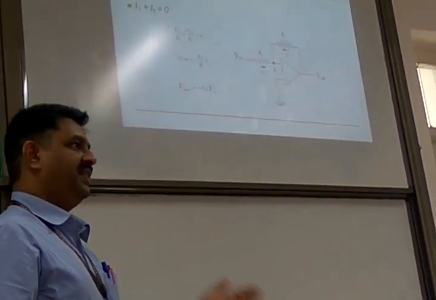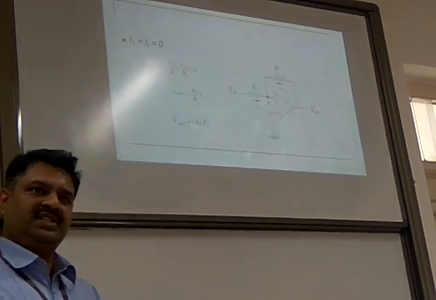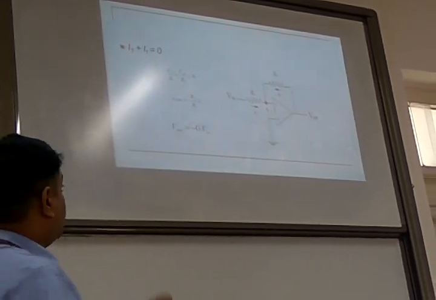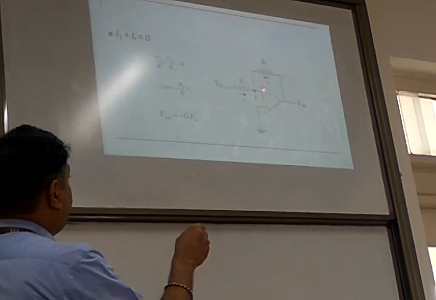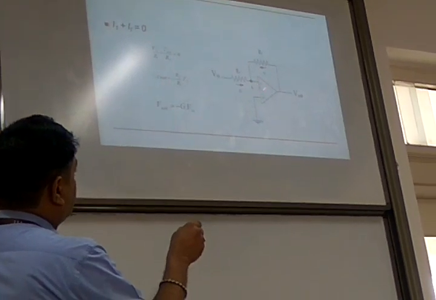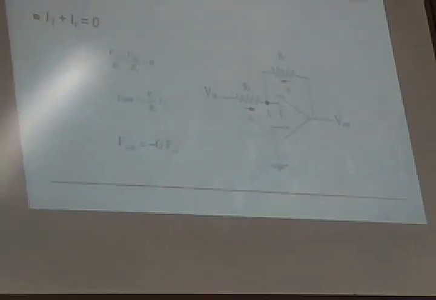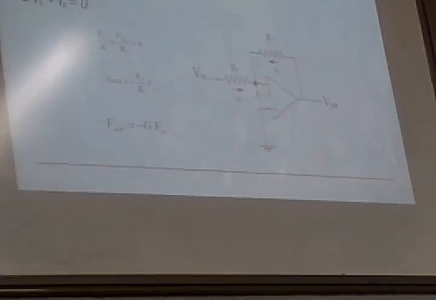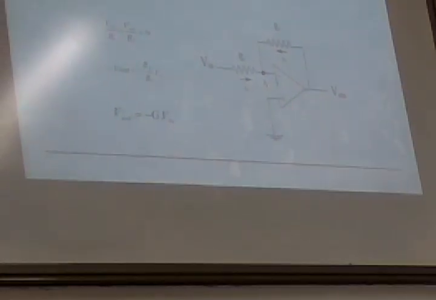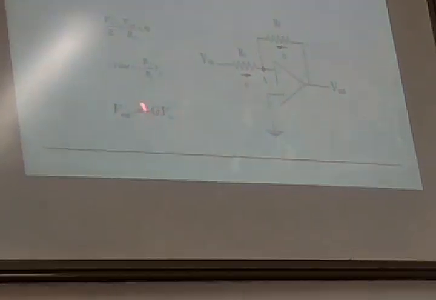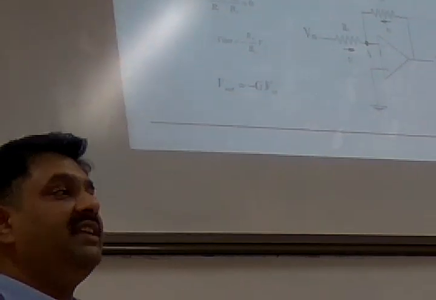It is inverted. If it is positive, it changes to negative. If it is negative, it changes to positive. So it is called an inverting amplifier. When you connect the input to the inverting end, you get an inverting output. The input is inverted and you get an output, so it is called an inverting amplifier. And this minus sign signifies that.